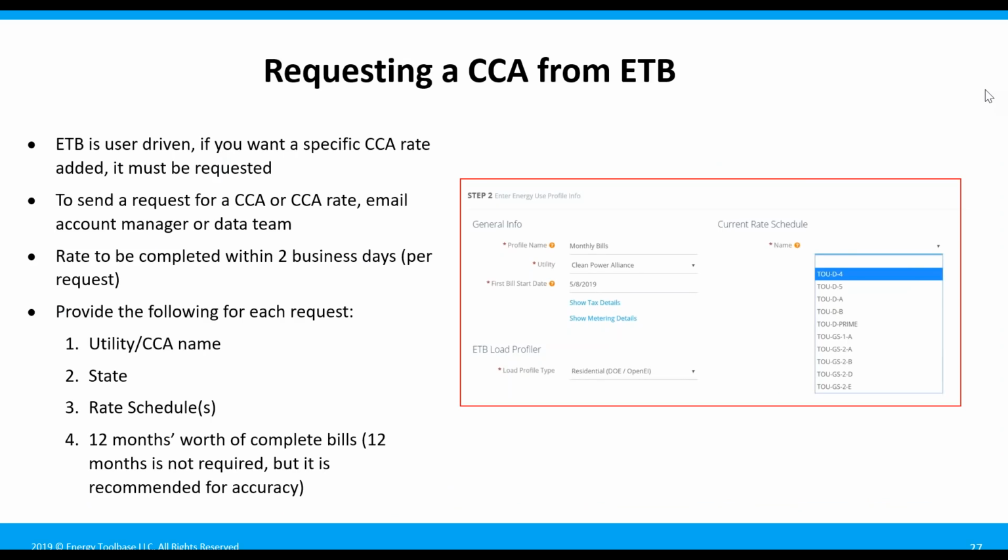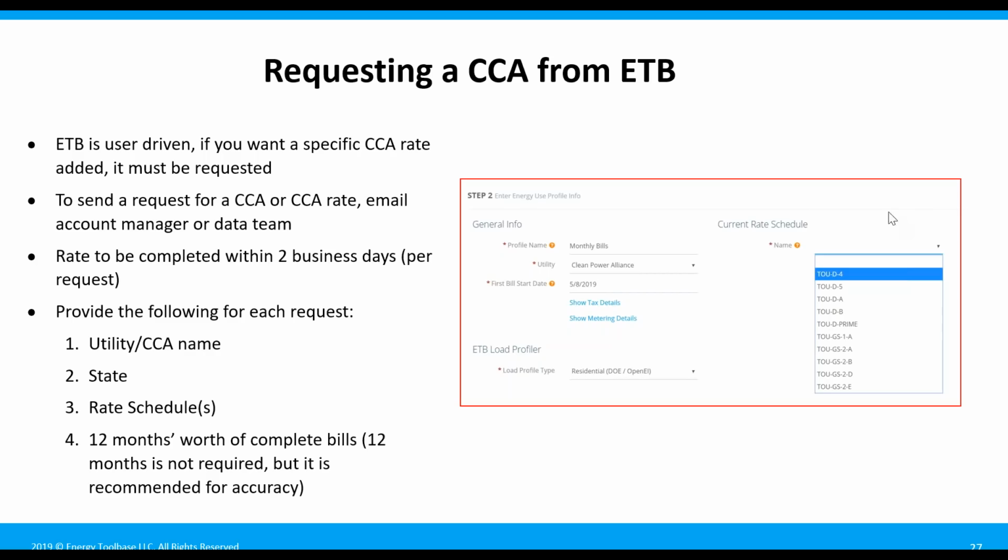Should you notice the CCA you are looking for is not populating, or there are no rates available under the CCA you have selected, this is when a request will be needed. To send a request, all you need to do is email your account manager or the data team directly. You will get an email confirmation same day, and the request will be completed within 2 business days per request.